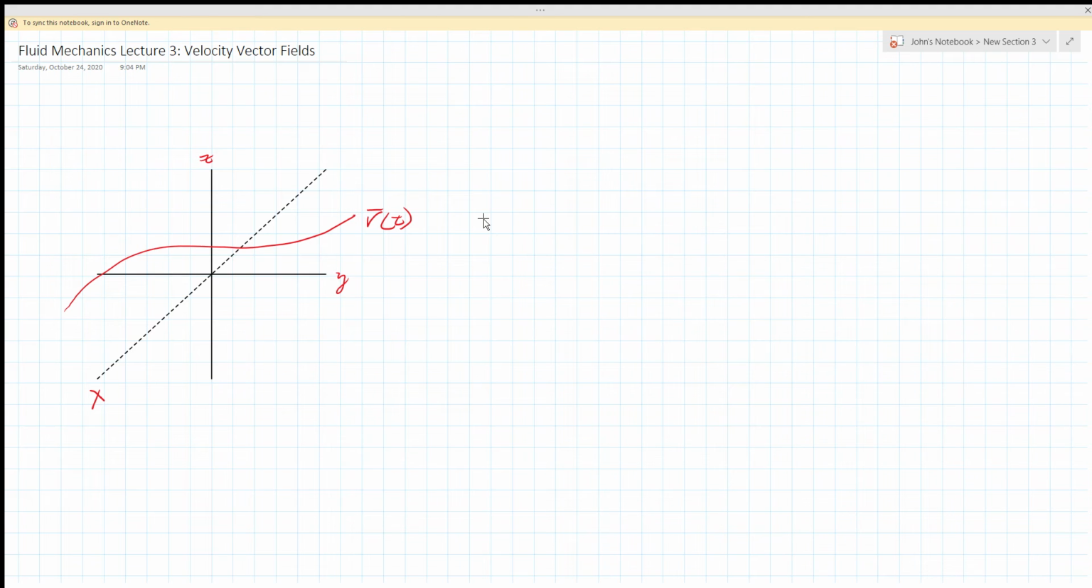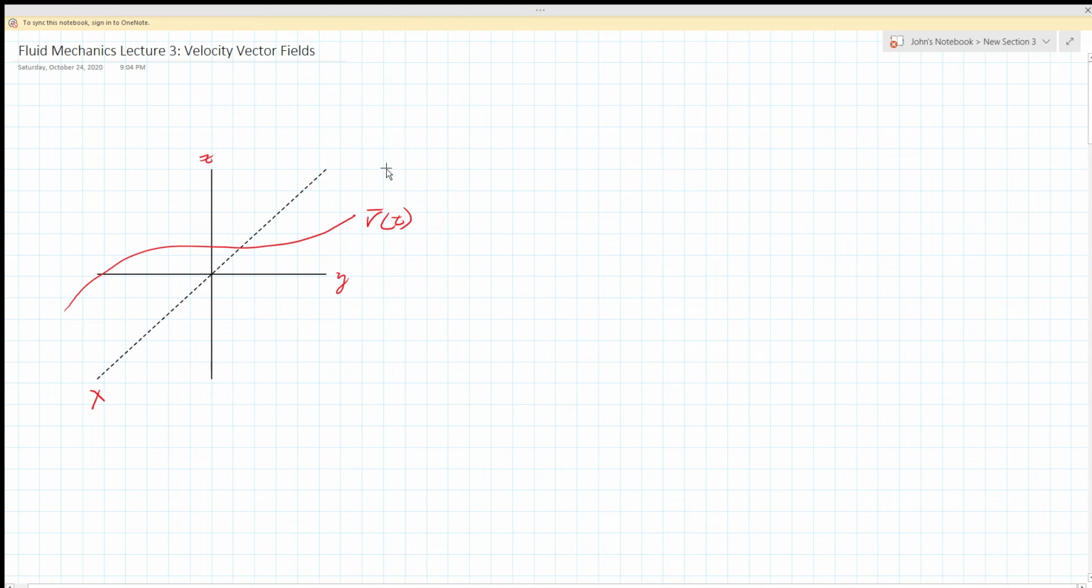A velocity vector field is a vector function that defines the velocity of your particle as it moves through the flow. If you plot enough of these particles, you will get the velocity profile of your entire flow. Well, how do we find the velocity vector field of a flow?